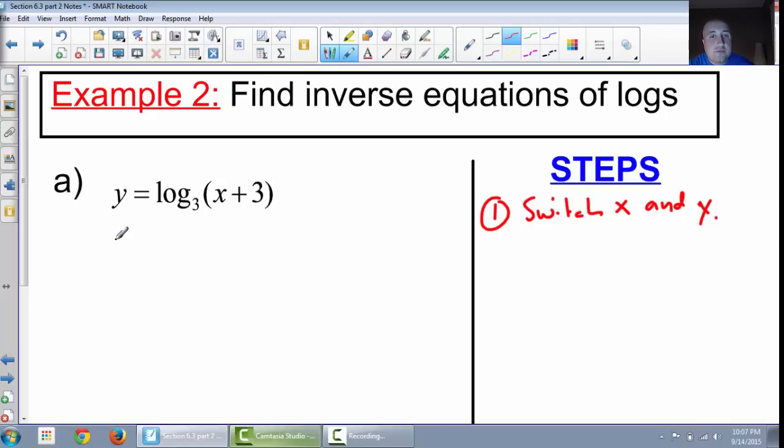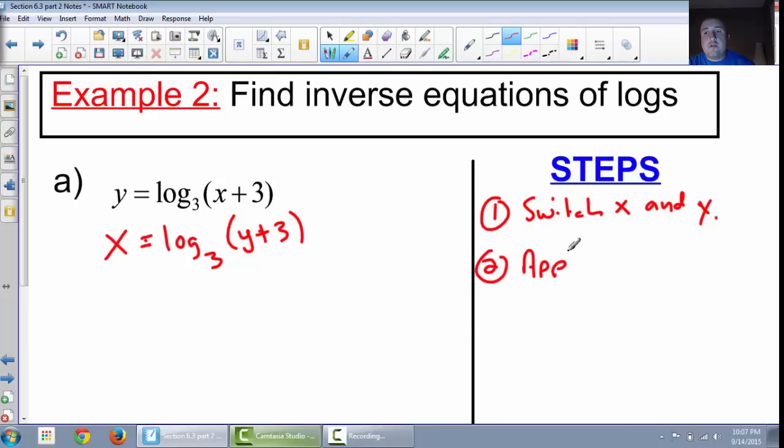So where the y is, I'm going to put x. So x equals log base 3 of y plus 3. I don't know why my pen is acting up today. All right, so that's step 1. I don't think that is very hard. All right, step 2.